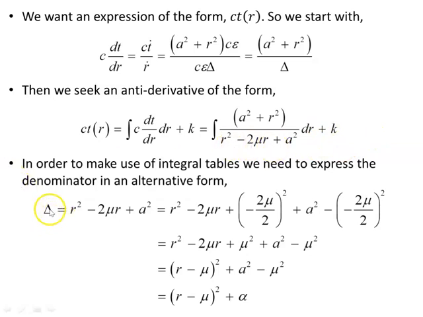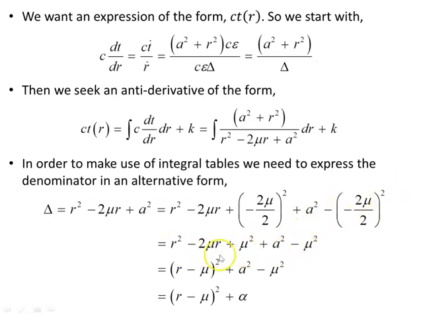So completing the square, delta is r squared minus 2 mu r plus a squared. Well, completing the square on that is r squared minus 2 mu r plus the minus 2 mu over 2, all squared. And what we add, we then must take away at the end in order to keep the expression the same. And when we do that, this part becomes r squared minus 2 mu r plus mu squared, and then the two remaining terms, a squared minus mu squared.